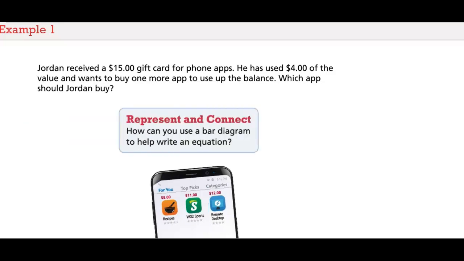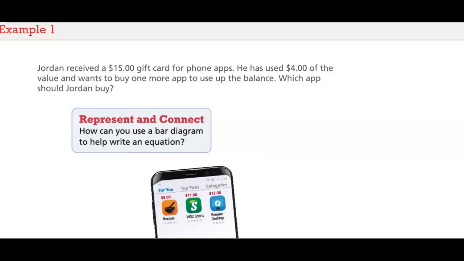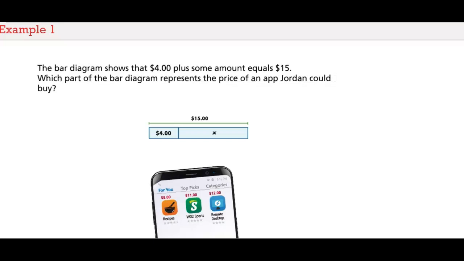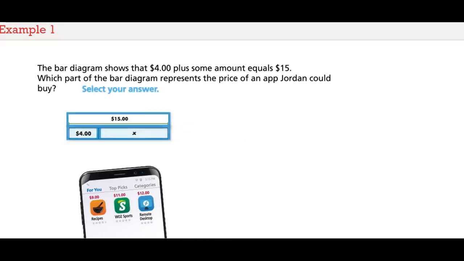How can you use a bar diagram to help write an equation? A bar diagram, also called a tape diagram, can be a useful tool for writing and solving an equation. How does the bar diagram represent the problem? The bar diagram shows that $4 plus some amount equals $15. Which part of the bar diagram represents the price of an app Jordan could buy? Select your answer.